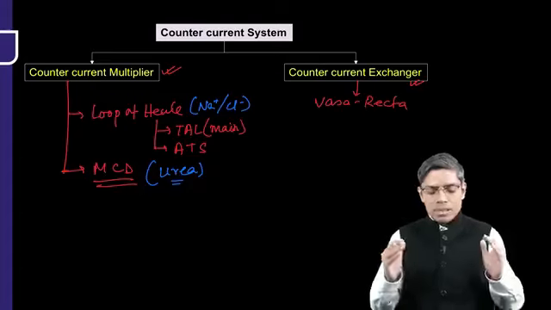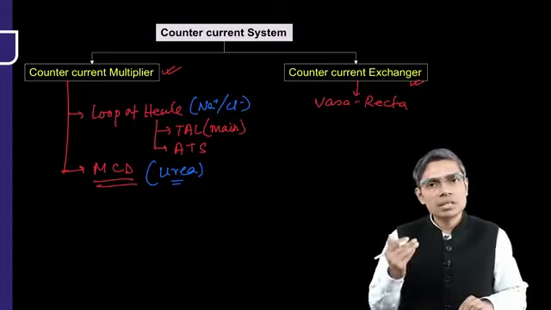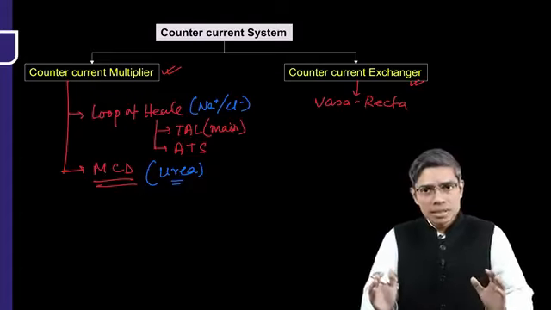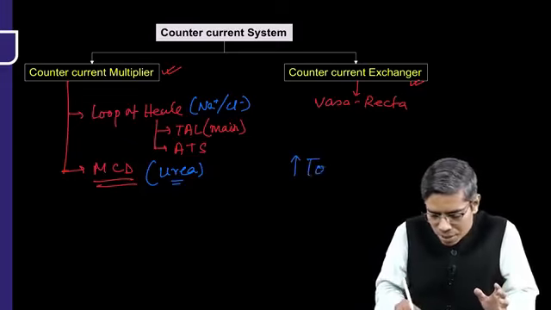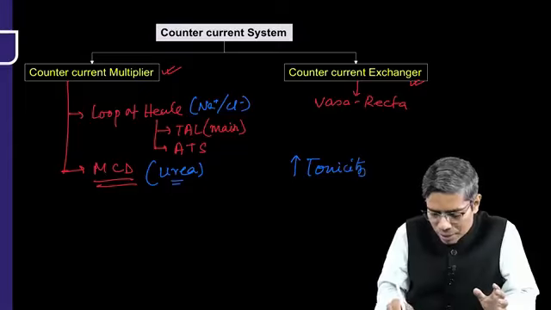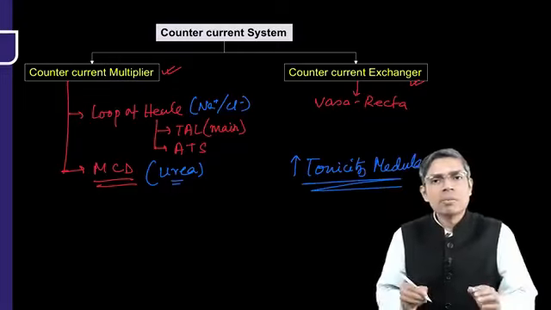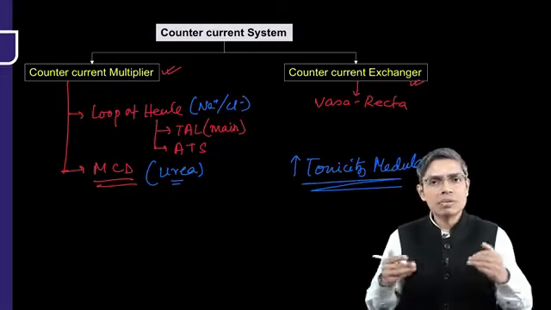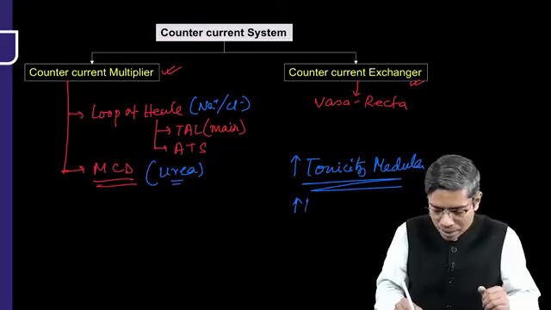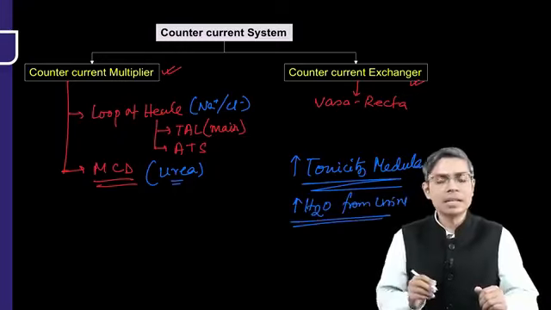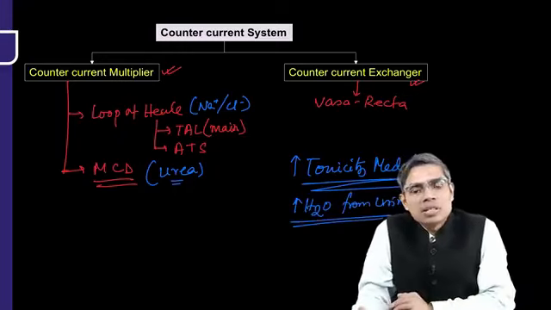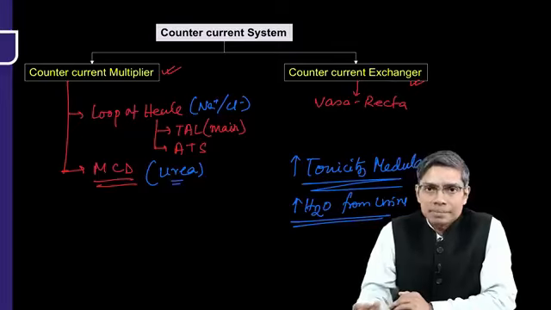So basically, if you look at the countercurrent system, what is it doing? The countercurrent system is responsible for increasing the tonicity of the medullary region of the kidney. Why? If you increase the tonicity, what will be the help? The help will be that there will be increased reabsorption of water from urine. So your urine will be concentrated if you increase the tonicity of the medullary region of the kidney.